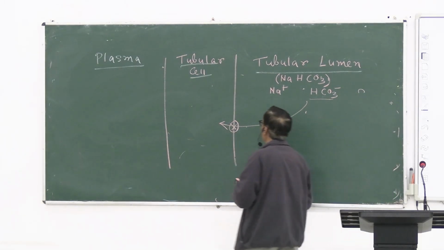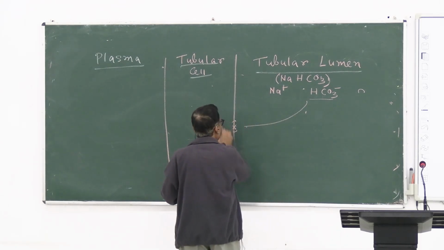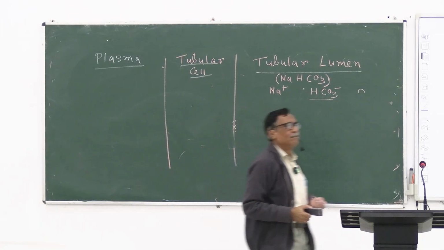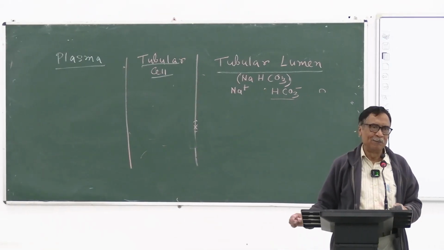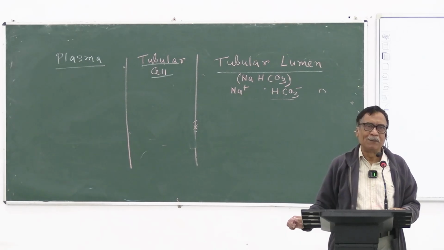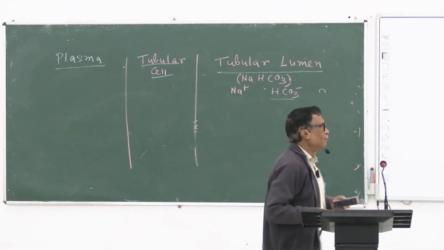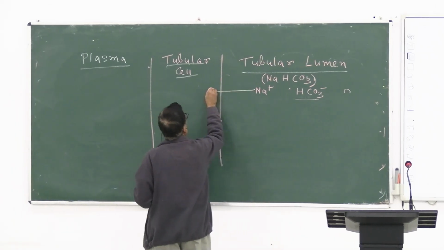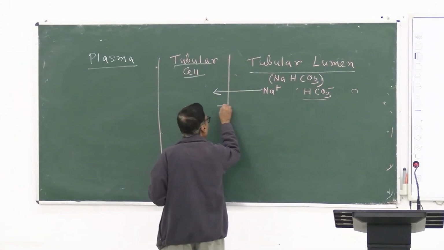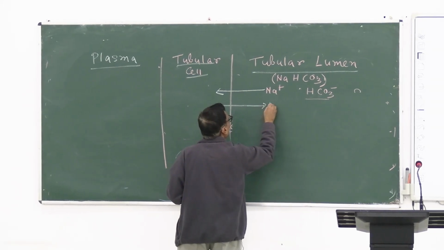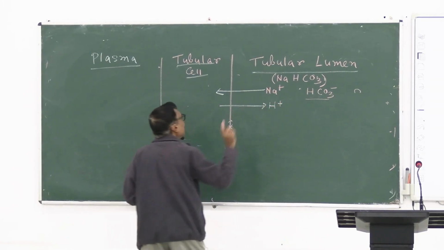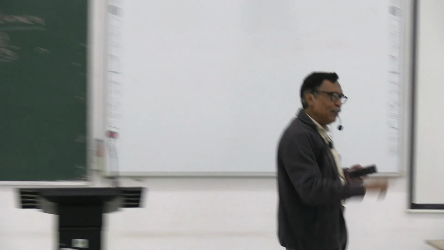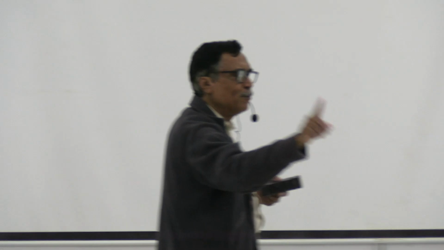It will go by a mechanism, and that is helped by an enzyme which is called carbonic anhydrase. The enzyme carbonic anhydrase helps. কিভাবে হেল্প করে? Sodium can go, and in exchange of the sodium, hydrogen will come. It is called secretion of the hydrogen ion. Secretion means tubules to lumen, and lumen to tubule and to blood is the reabsorption.